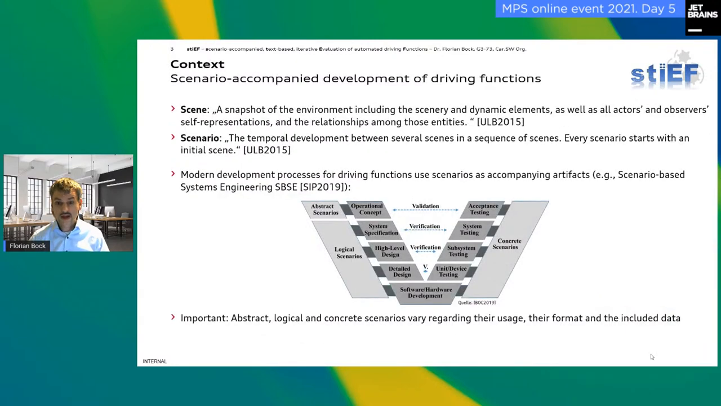I'm talking about a scenario definition language, so we first need to clarify what a scenario is, because the term is used for different things. A scene, in our case, is a snapshot of the environment of the car or of the vehicle in general, including the scenery and the dynamic elements, as well as all actors and observers' self-representations and the relationships among those entities. So I'm talking about the infrastructure, the road topology, but also the vehicles and their movement.